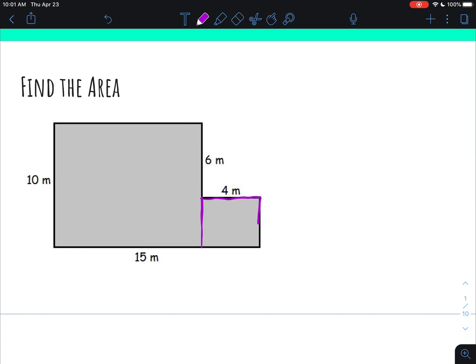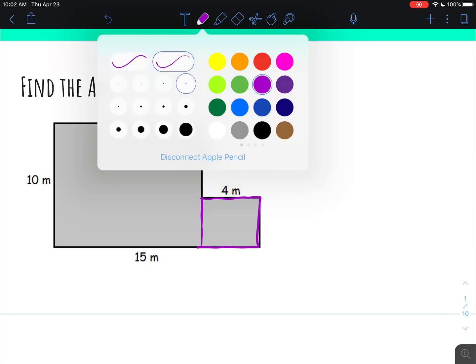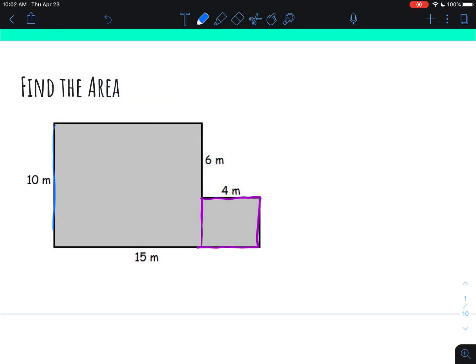So that way I have a rectangle and another rectangle. Okay, so now that I cut it, I have 2 different shapes that I know how to find the area of. I have 1 rectangle and 2 rectangles. Now I'm going to find the area of these shapes individually, and then to find the area of the whole figure, I would just add them together.